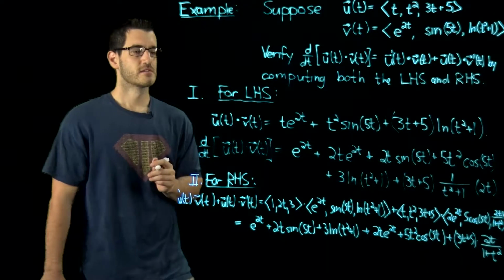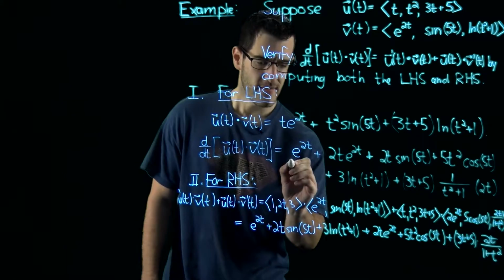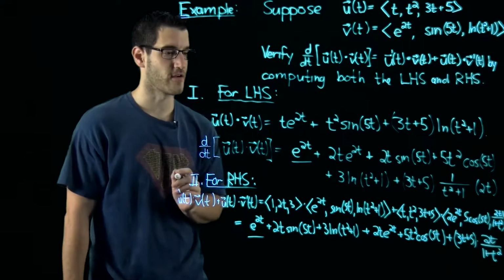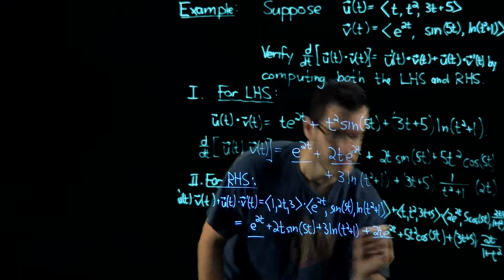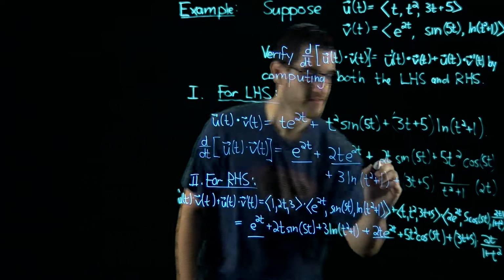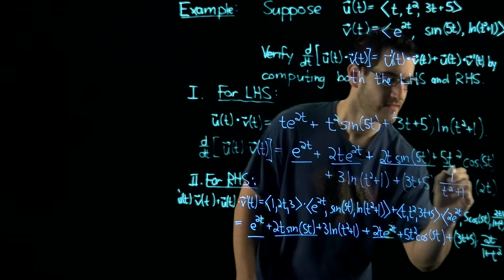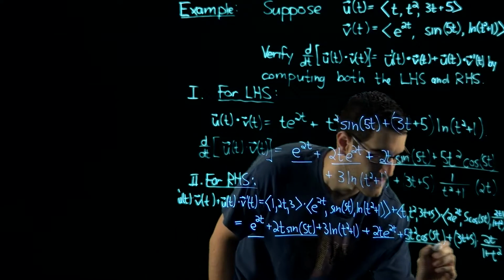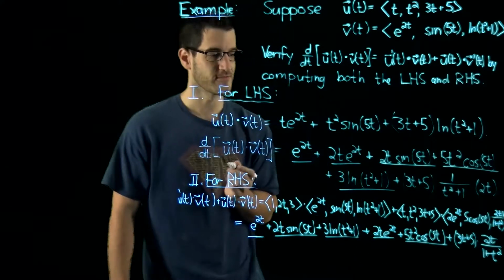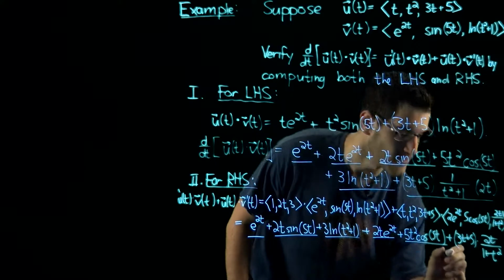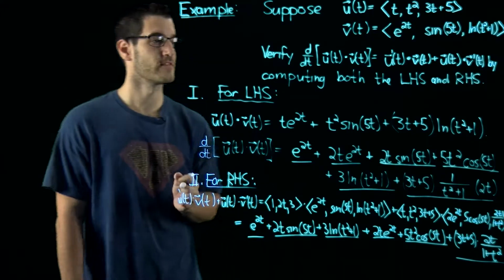All right, so now let's compare this result to the one that we just got. So we have an e to the 2t here, we have an e to the 2t right there. We have a 2t e to the 2t there, and we have a 2t e to the 2t there. We have a 2t sine of 5t here, and a 2t sine of 5t there. 5t squared cosine 5t, 5t squared cosine 5t. 3 log of t squared plus 1, 3 log of t squared plus 1. And this last term is the same as well. So these two expressions are equal for this specific example.